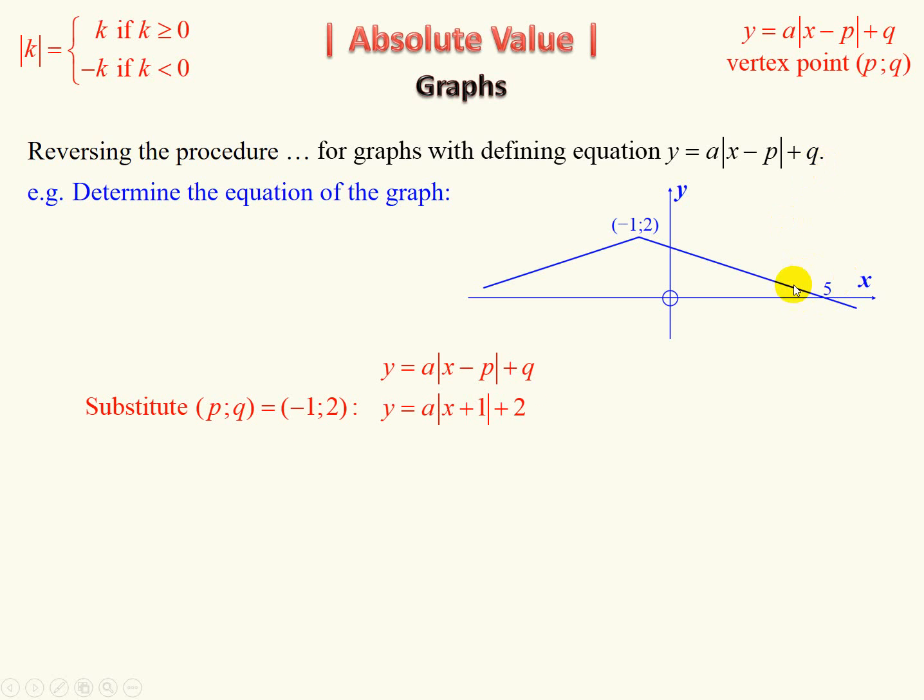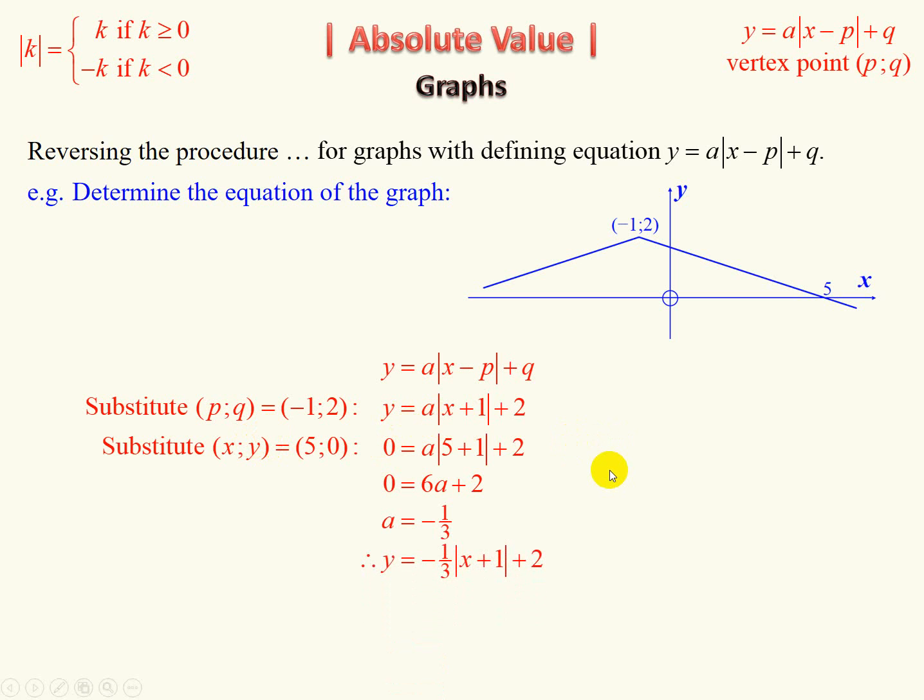And now we need to use the x-intercept to find the value of a. And that x-intercept is the point (5, 0). So we substitute 0 for y, 5 for x, and we simplify that equation, and solving we get a equal to negative 1/3. Substitute back into line 2, and there's our equation of this graph.